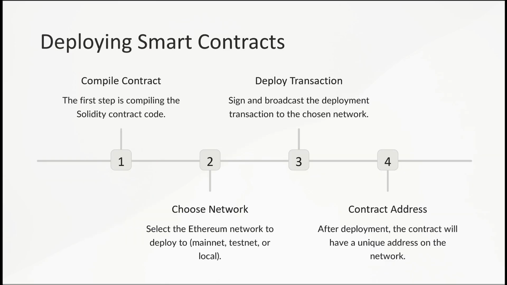To deploy a smart contract, first you need to compile the Solidity contract code. Select the network to deploy to, then sign and broadcast the deployment transaction to the chosen network. After deployment, the contract will have a unique address on the network, which you can use to access it.